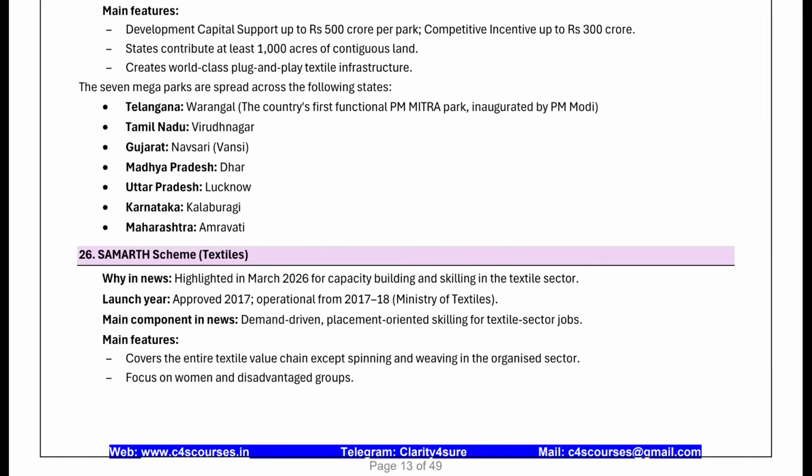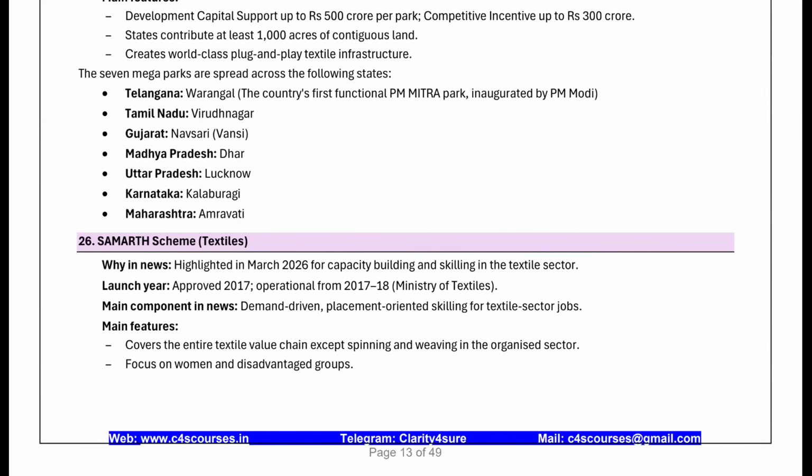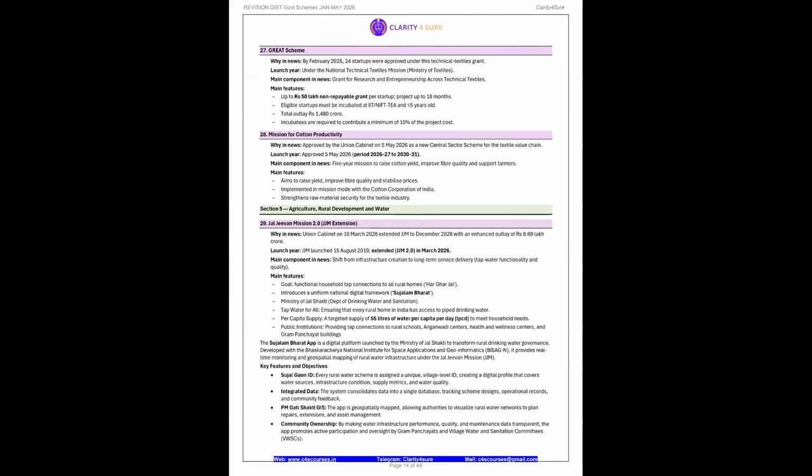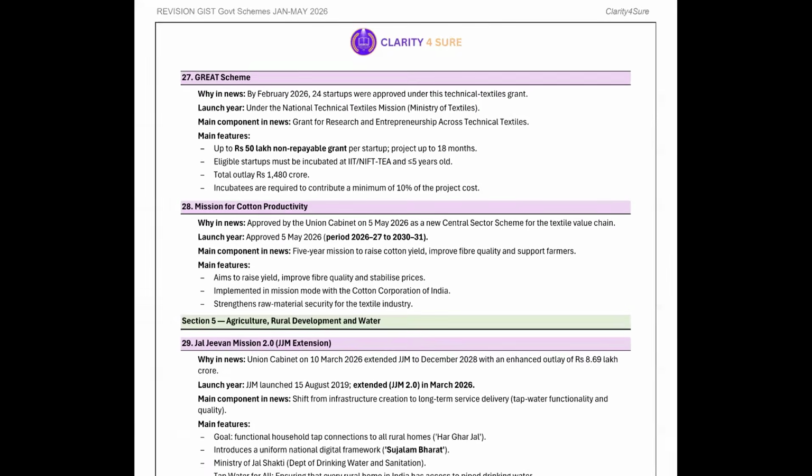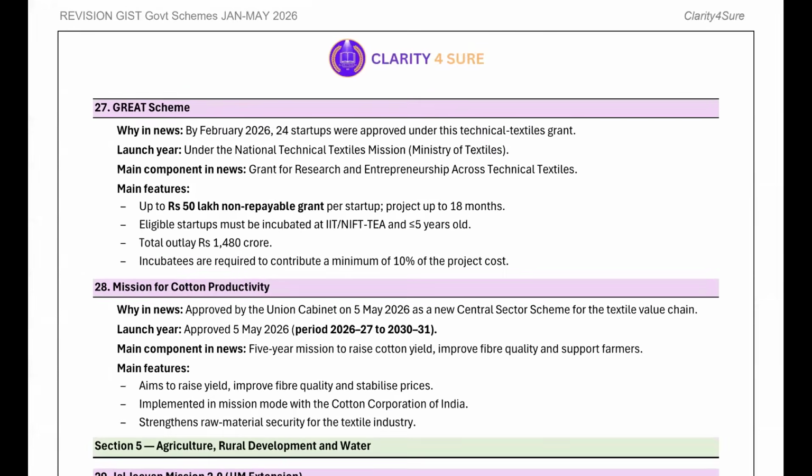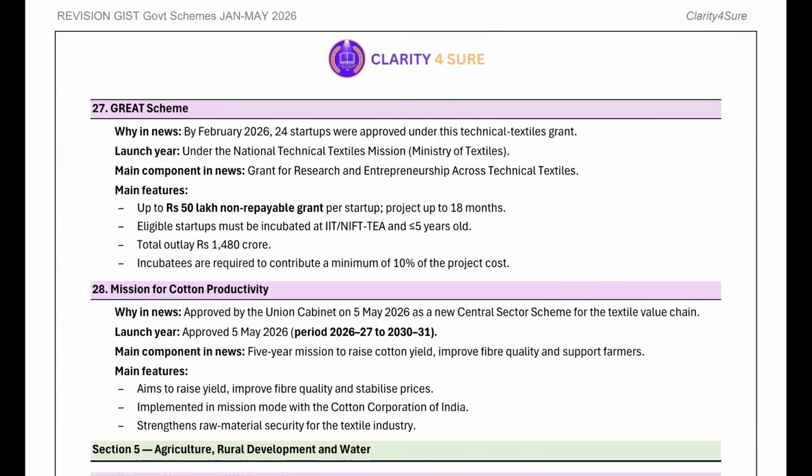Now, तो 26 तक हो गया है. Let's talk about the 27 now. 27 is telling about the GRADE scheme. GRADE is also under the Ministry of Textile. The full form of GRADE is Grant for Research and Entrepreneurship Across Technical Textile. ठीक है? क्या है? Technical textile के लिए.